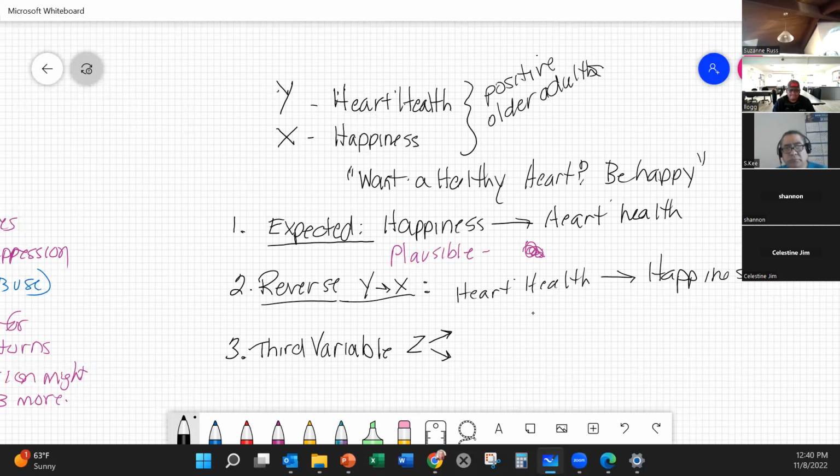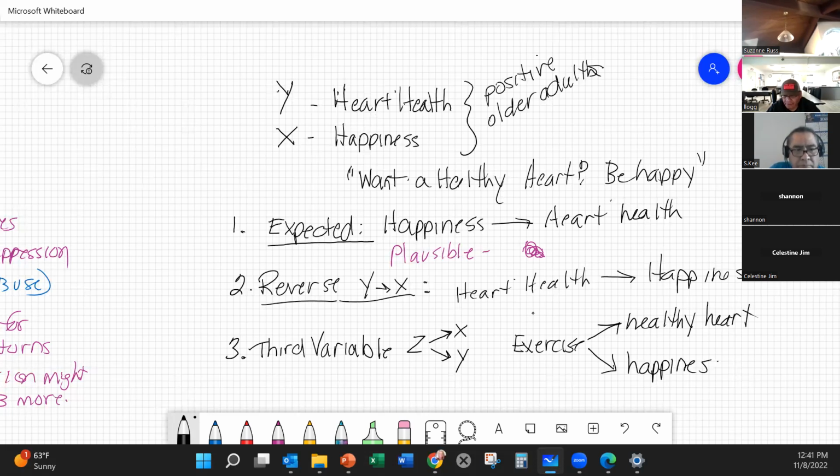You proposed that exercise causes a healthy heart, which is, I think, accurate, and also causes happiness. Yes. So this is a nice third variable explanation.